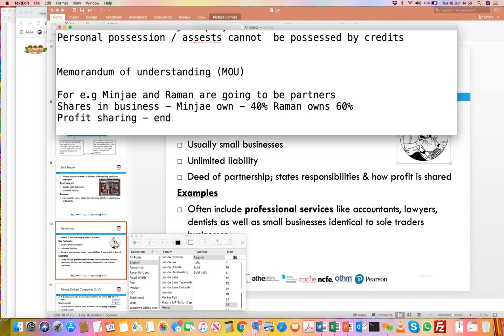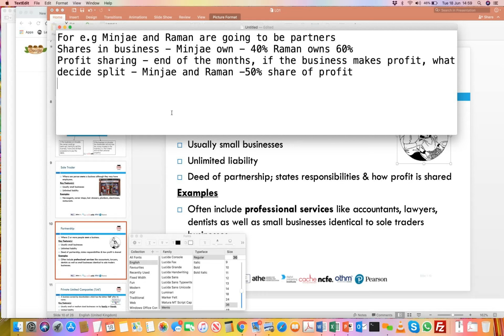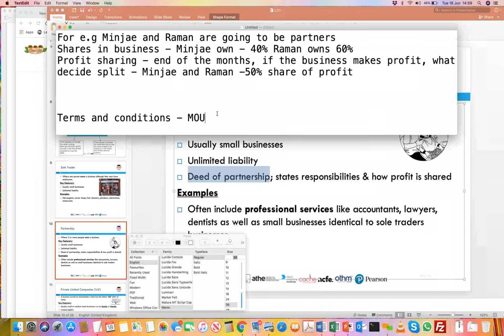At the end of the month, if the business makes profit, we decide the percentage of split. You know, that Minjay and Raman will both get 50% share of profit, right? These are what are called terms and conditions, and these are written down in something called a memorandum of understanding or deeds of partnership. So what you create is a document which has all these terms and conditions defined, and this is called the deeds of partnership.